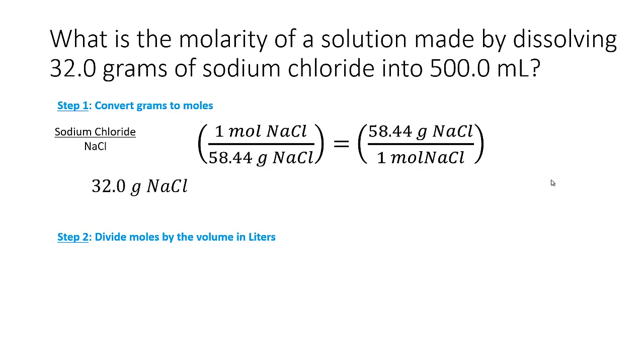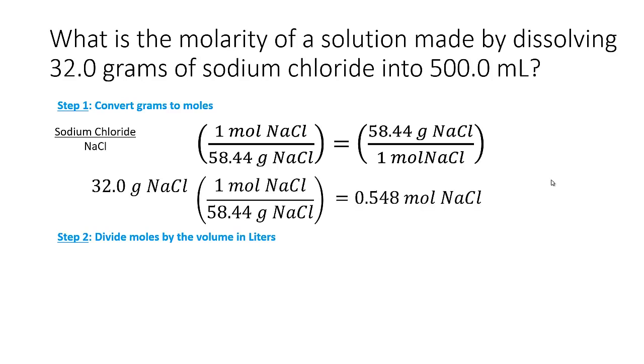And so if we start out, just as the previous problem did, with 32 grams of sodium chloride up front, and then we use whichever conversion factor will lead us to having moles of sodium chloride on the other side. So in this case, we want it to be 1 mole of sodium chloride over 58.44 grams. That way the grams cancel out and you're left with moles. Now we know the number of moles, so now we just need to divide by the volume.